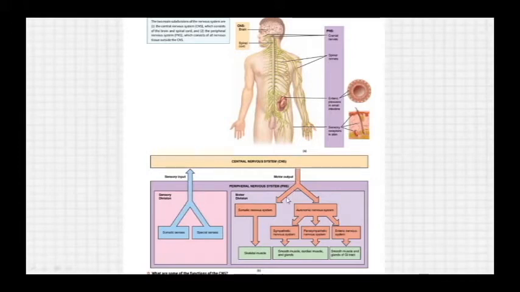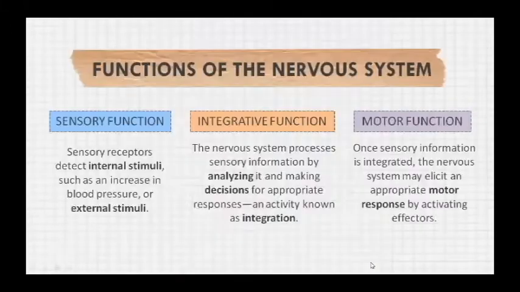And from that motor division, we have the somatic and autonomic. The somatic, which focuses only on the skeletal muscles, and the autonomic nervous system, which is further divided into three: the sympathetic, the parasympathetic, and the enteric nervous system. So now, what are the functions of this nervous system? Well, there are three main functions of the nervous system. First is the sensory function, the integrative function, and the motor function.